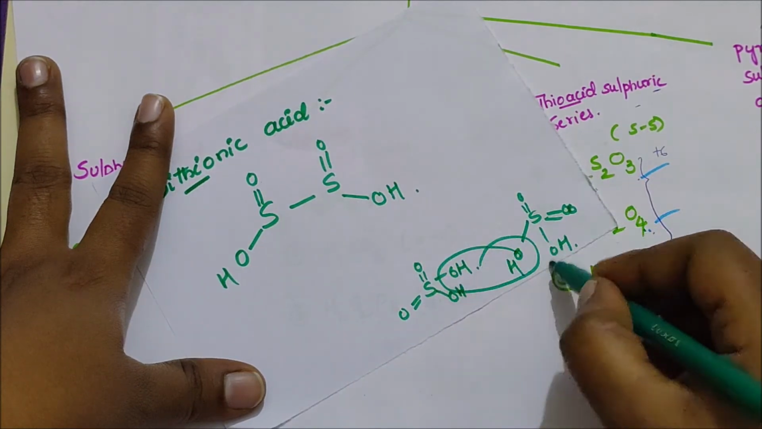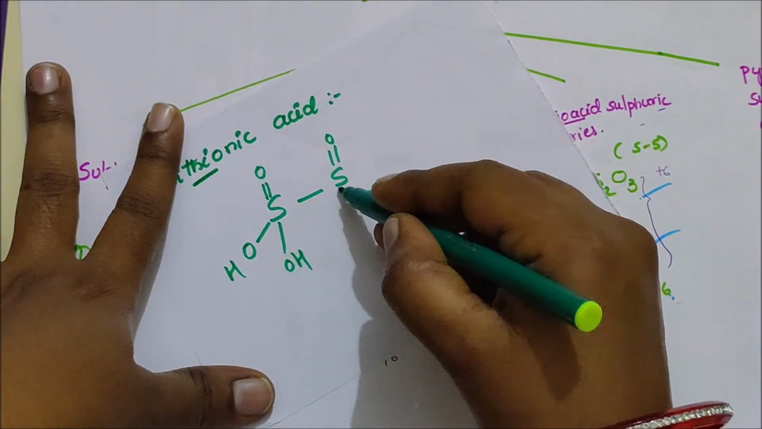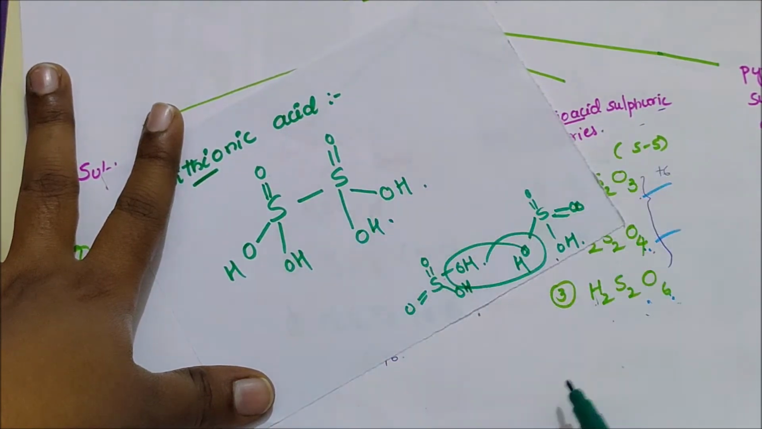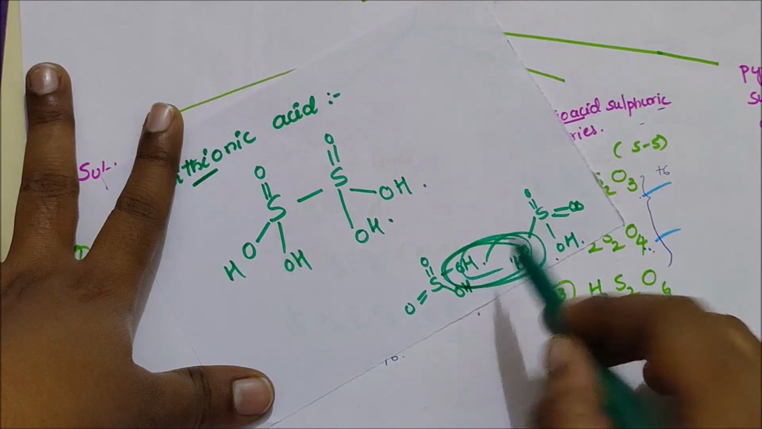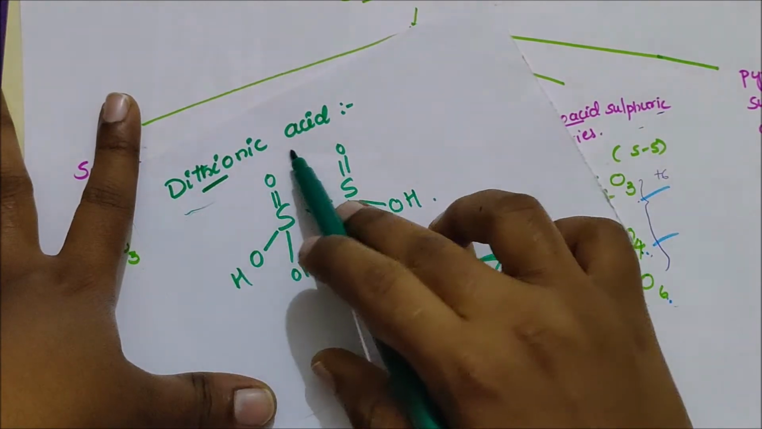How to remove the 2 oxygen atoms? The OH group is present. In this, the OH group is not removed because this is a dithionic acid.